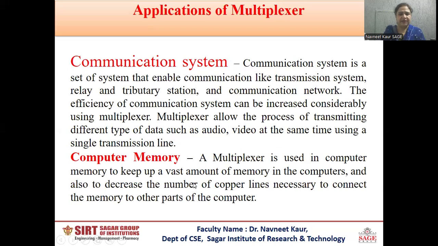Now, what are the applications of multiplexer and demultiplexer? Communication systems enable communication like transmission systems and communication networks. The efficiency of the communication system can be increased using a multiplexer because a multiplexer allows the process of transmitting different types of data such as audio and video at the same time using a single transmission line. Similarly, a multiplexer is used in computer memory to keep up a vast amount of memory in the computers and to decrease the number of copper lines necessary to connect the memory to other parts of the computer.